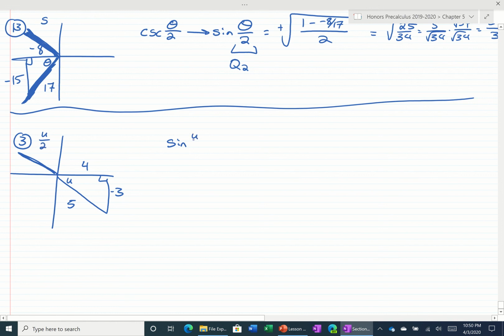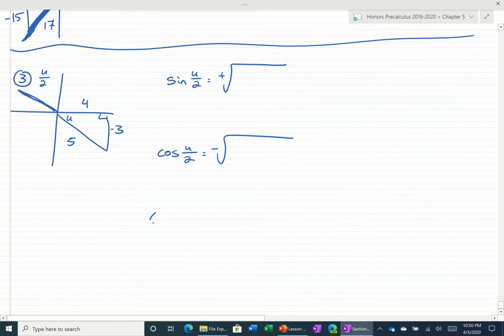So sine would be positive, cosine would be negative, and in order to find tangent, we'll just use one of the other formulas. The sine formula would be 1 minus the cosine, which is 4/5, over 2. The cosine formula is 1 plus the cosine over 2. So I'm just going to type these into my calculator quickly. 1 minus 4/5 divided by 2 is 1/10.